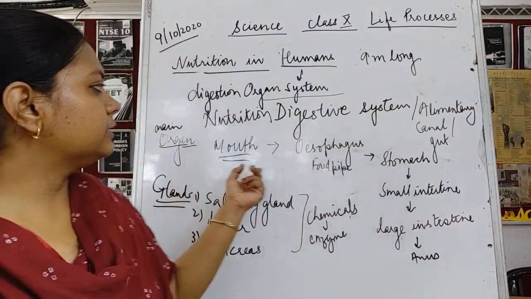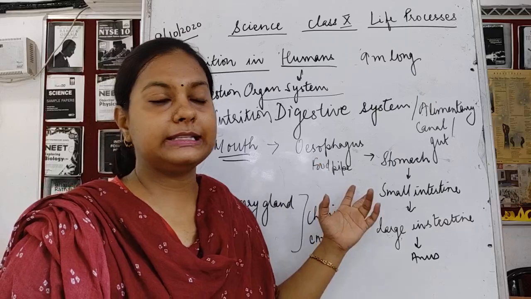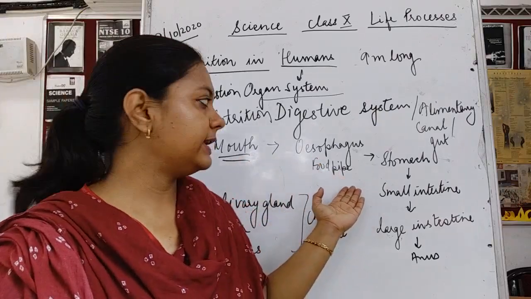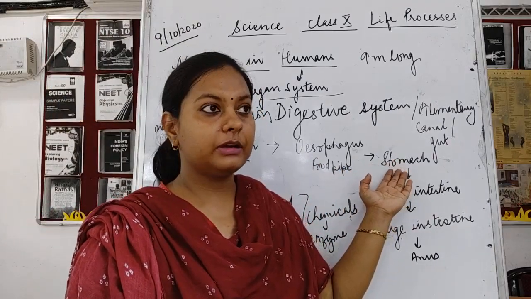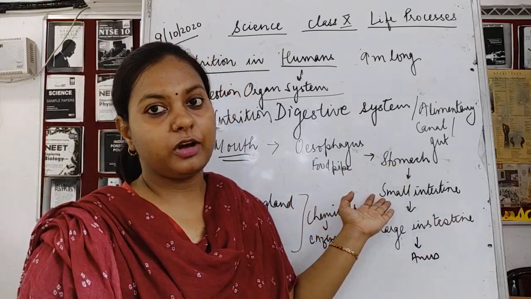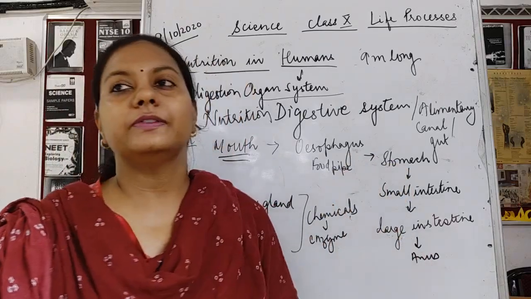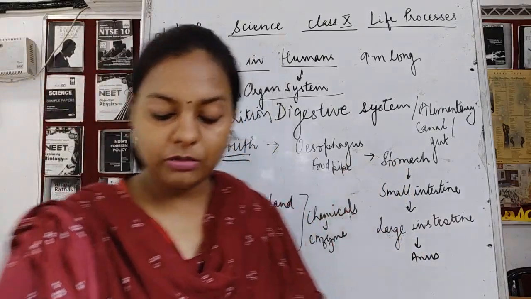Next, the esophagus is also known as the food pipe. Here you have to remember these things. It starts from the mouth, then the food enters the next organ called the esophagus. It again enters the organ called the stomach. Then churning takes place. After that it reaches the small intestine, then the large intestine. And lastly, whatever waste product is left is thrown out through the opening called the anus.